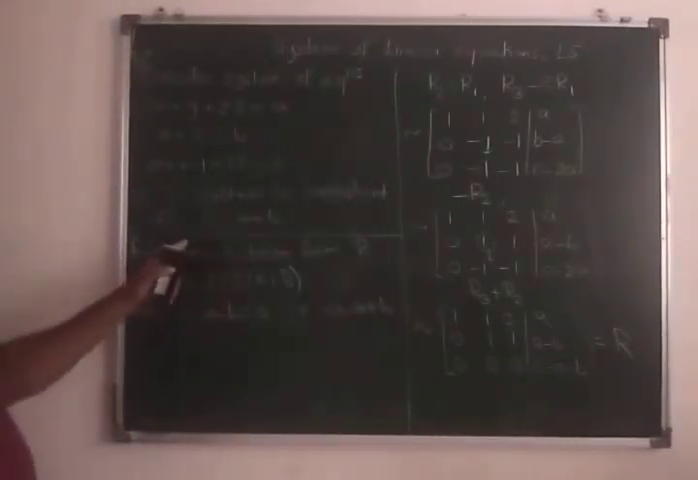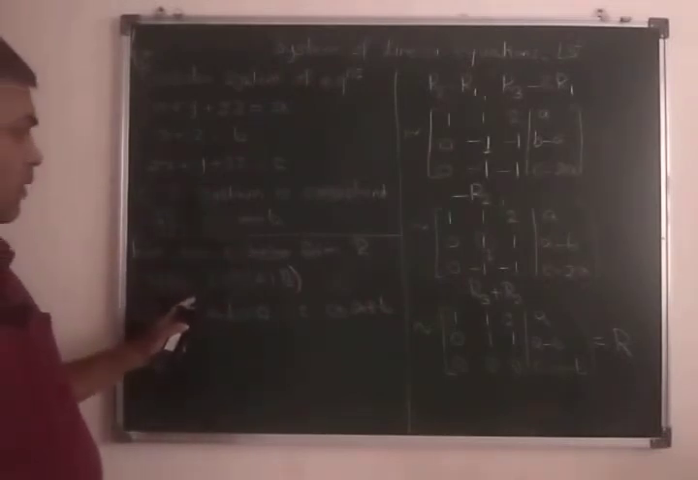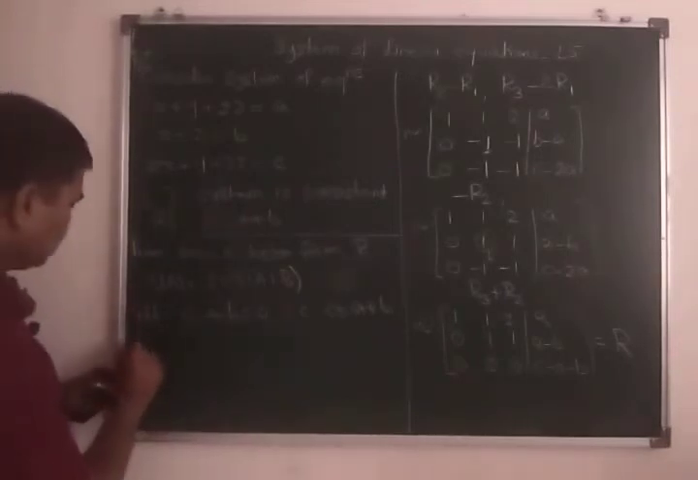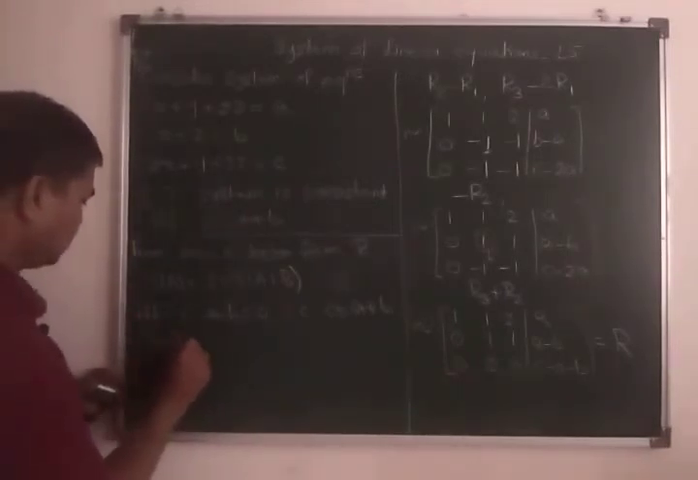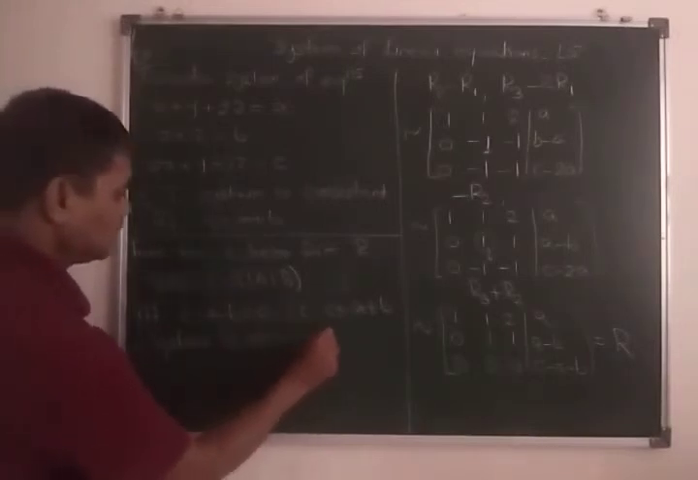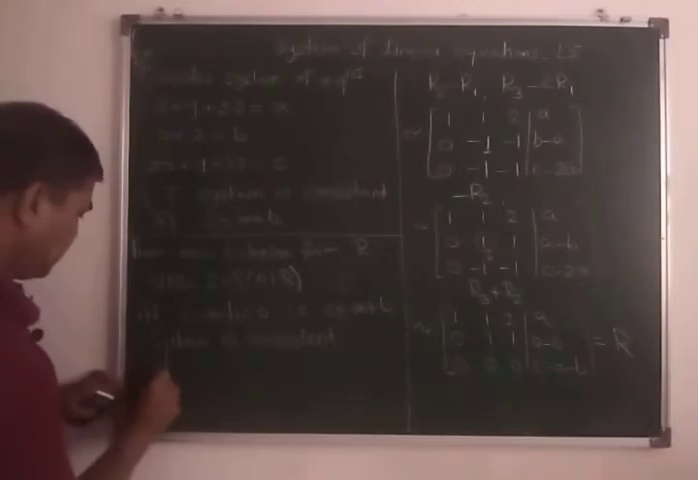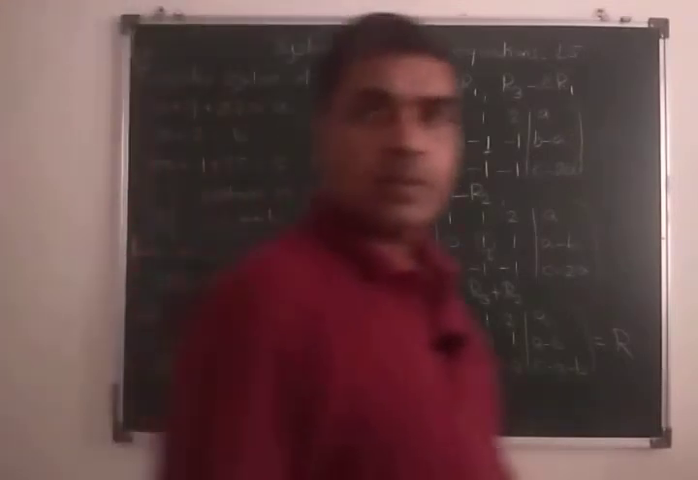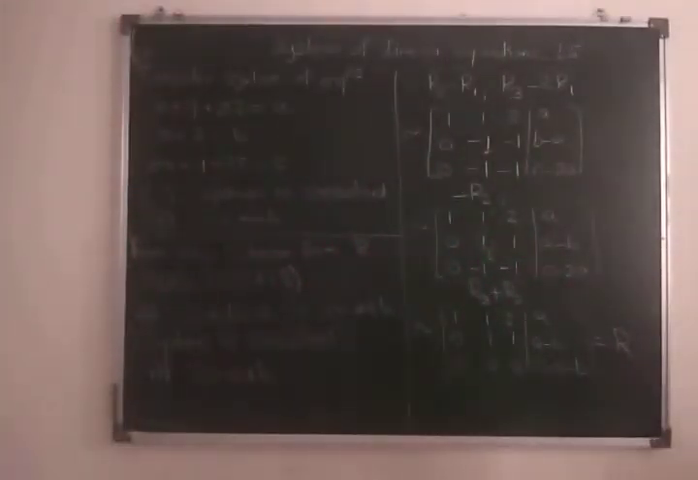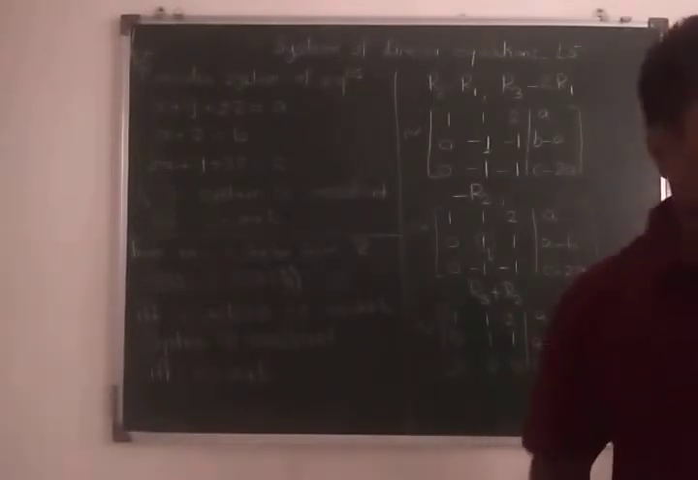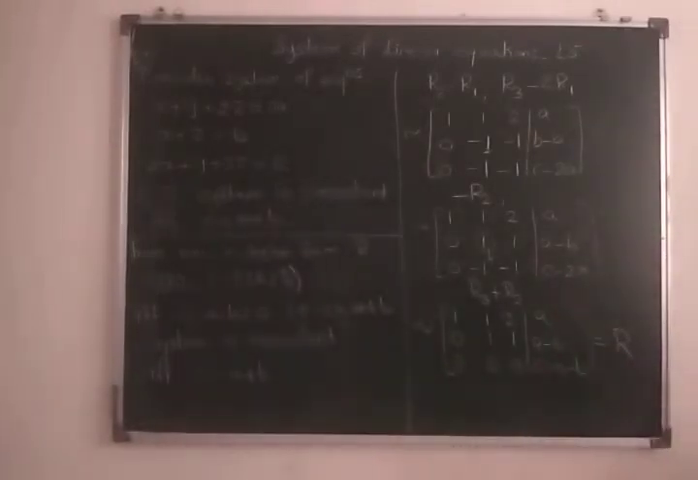And we know that the system is consistent if and only if rank A is equal to rank of the augmented matrix AB. And therefore the system is consistent if and only if C is equal to A plus B. Is it clear? So this is the way of solving the example.